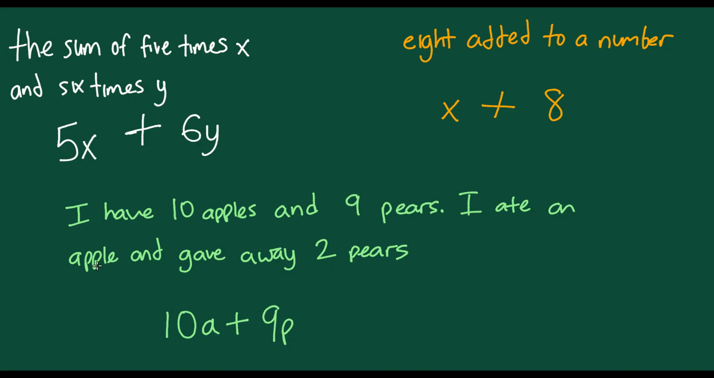I ate an apple. So if you have 10 apples and you ate one, eating an apple, which of the 4 operations? Plus, minus, multiply, divide. Which would eating be? This one, right? Minus. So I ate an apple, minus a, and gave away, same thing. Gave away, that would be minus 2p. And then we could simplify this more, right? 10a minus a would be 9a, 9p minus 2p would be 7p. But just to represent these 2 sentences right here, this would be okay.